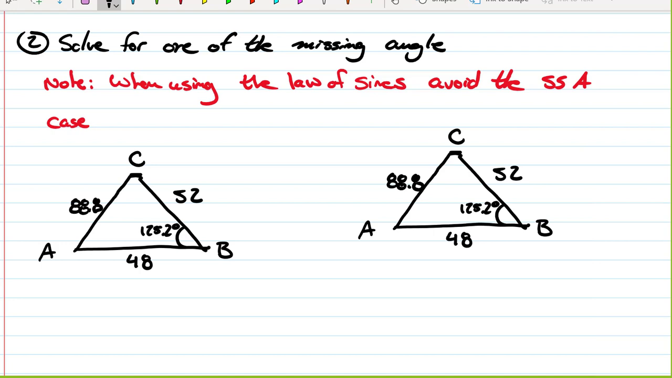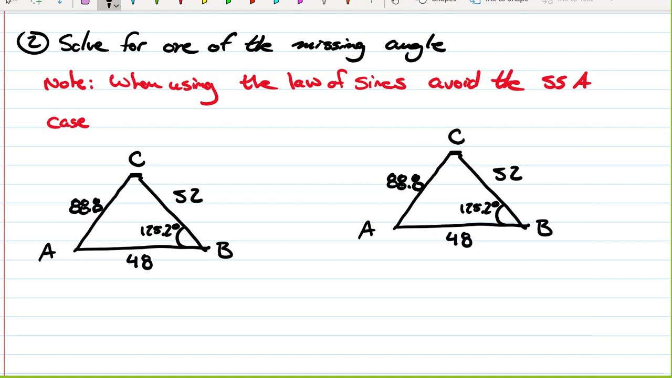So in this case, it doesn't matter if we're trying to solve for angle A or angle C. If we're trying to find angle A, we're going to have a side angle side. And if we're trying to find angle C, we're going to have a side angle side in either case. But when we do the next example, we're going to have to be a little bit careful, because in this case, we're always going to avoid side-side angle.